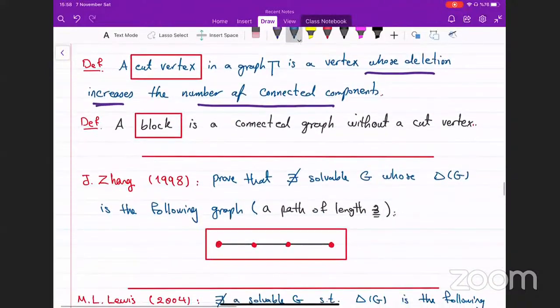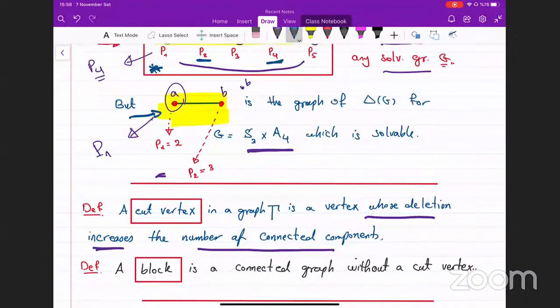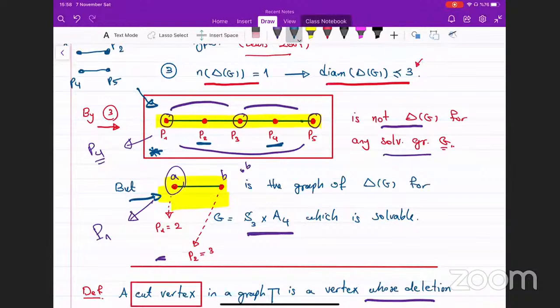What do I mean by a block? A block is a connected graph without a cut vertex. A connected graph without a cut vertex is a block. So this is a connected graph without a cut vertex, so this is a block. But this one is a connected graph with a cut vertex, so it is not a block.